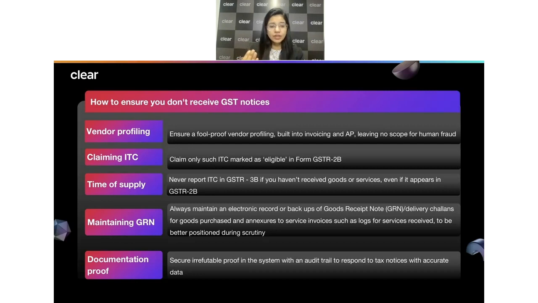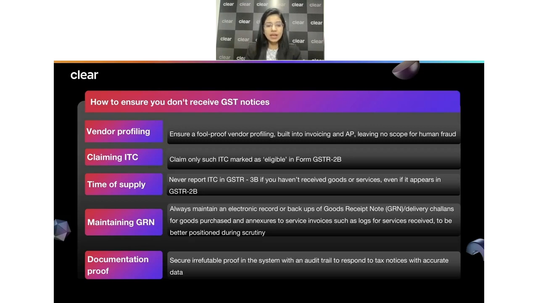So these are some of the things which we should again keep in mind when it comes to how we are reporting different transactions in our form itself, because this is the information which we are sharing with the department, right? So here again you may receive notices if there are certain discrepancies over there.